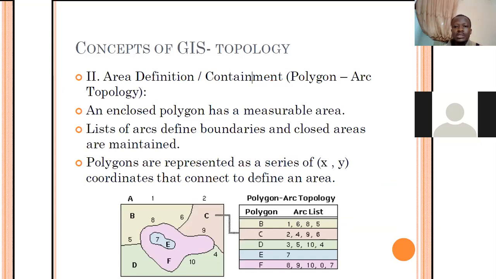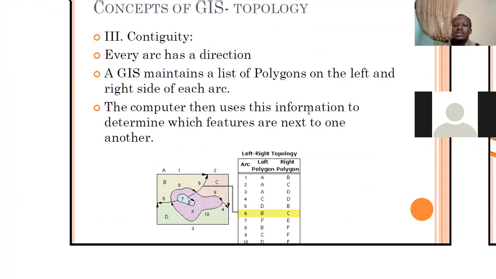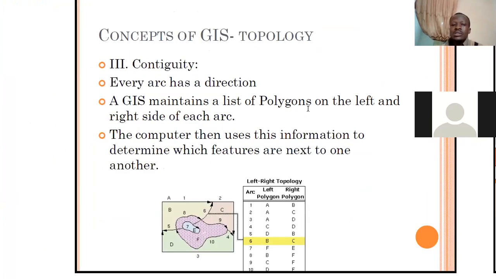The 3 rules of containment. Let's go on and talk about the contiguity. So contiguity is the concept that every arc can have a direction. So we can actually associate a direction with an arc. In other words, you can say in this arc, the direction is from left to right or from right to left. So we go back to the board.